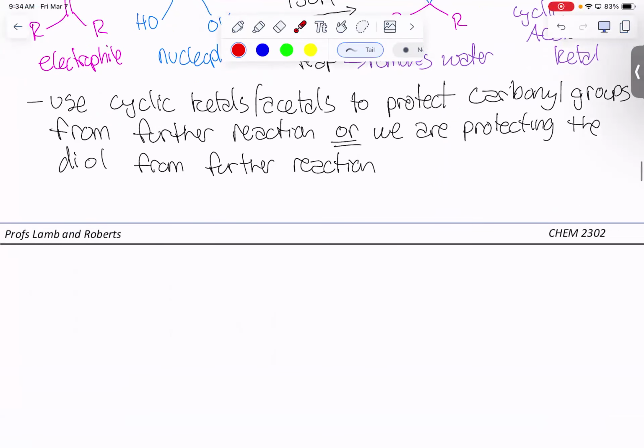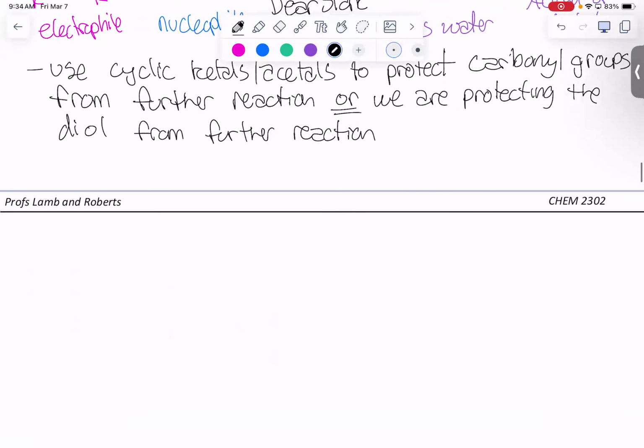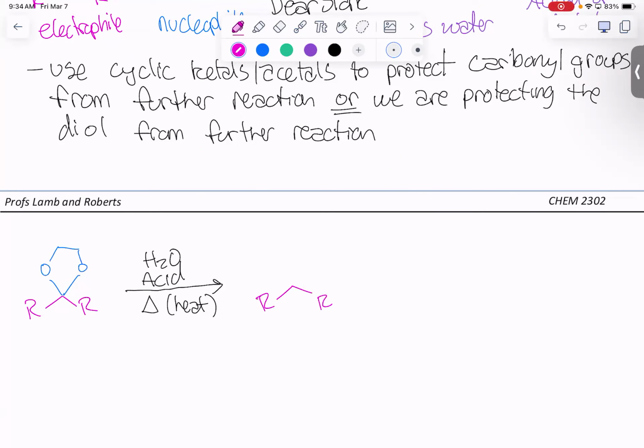So let's take a look at how we get off our cyclic ketal or acetal. So that's the protection reagents. And now say we have our cyclic ketal or acetal here, and we want to get our ketone back. Well, we're going to use a little bit of water. We're going to use acid, and we're going to use heat. All right, so you just mix this up with a little acid, you add water, and then you get back your ketone or aldehyde.